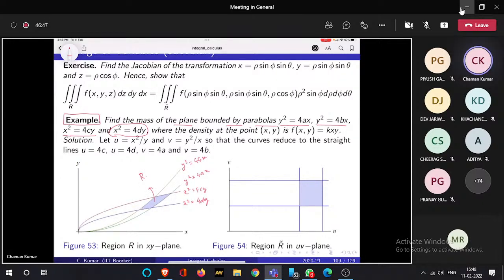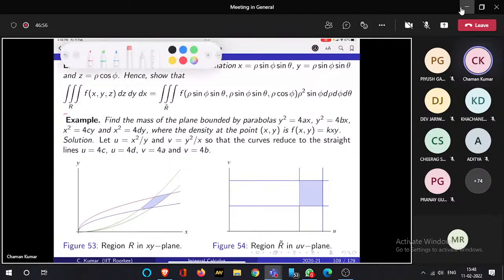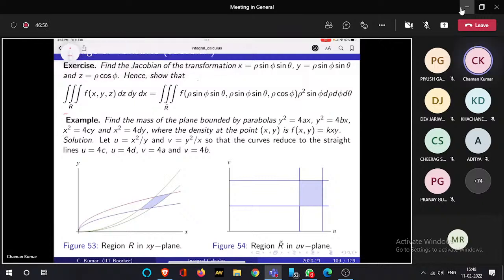Now it asks you to find the density at point xy in this region. We have this, let's say, point xy. So at this point the density is f(x,y), which is given by k times xy. Okay, and then you have to find the mass, right?